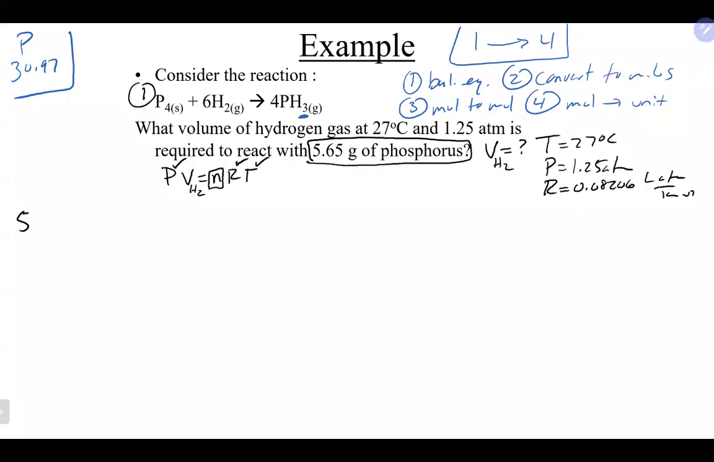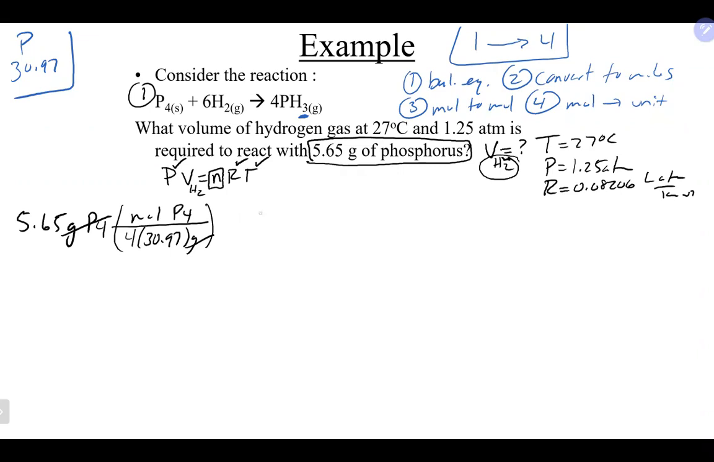We want to start with our grams of phosphorus, and we want to convert it into moles from the periodic table. So that would be 4 times 30.97 grams per mole of P4. At this point, the grams of P4 would cancel, and I would be in units of moles of it. But remember that we really don't want phosphorus. We need to get to hydrogen. So that's where the stoichiometry comes into play.